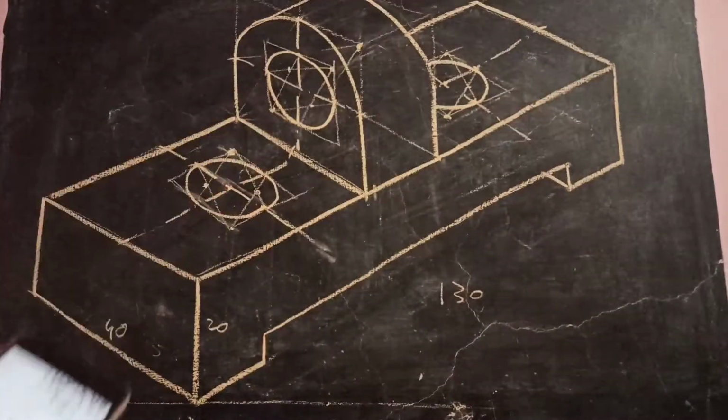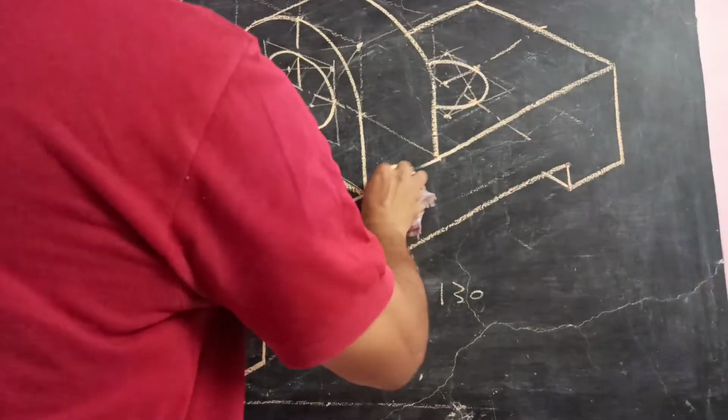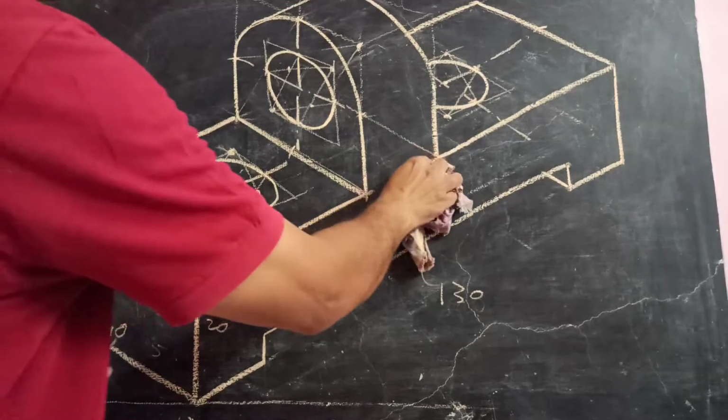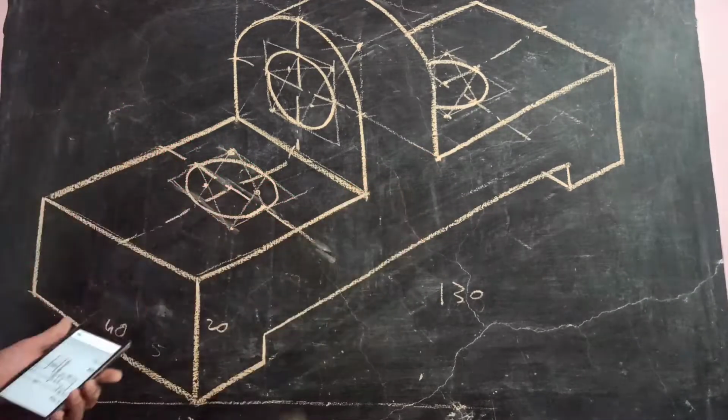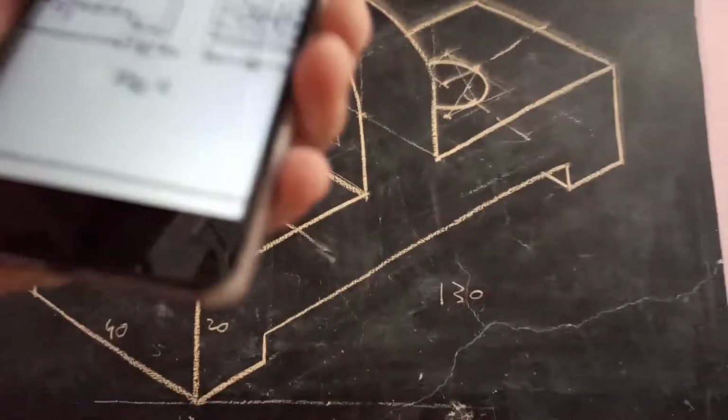So this is the isometric of this problem. Here there won't be dark lines actually, because it is not mentioned. So it is like this. So this is the problem number 4. This one.